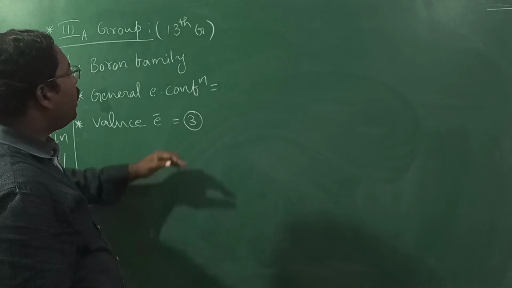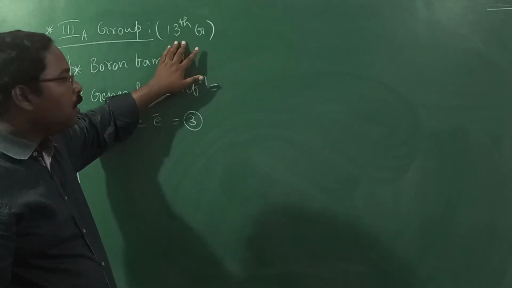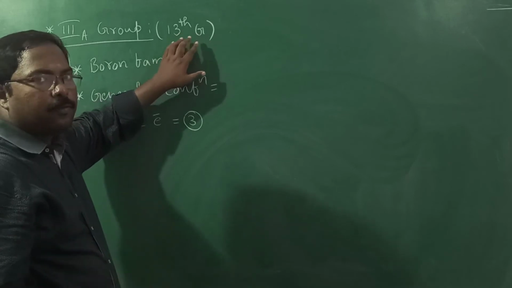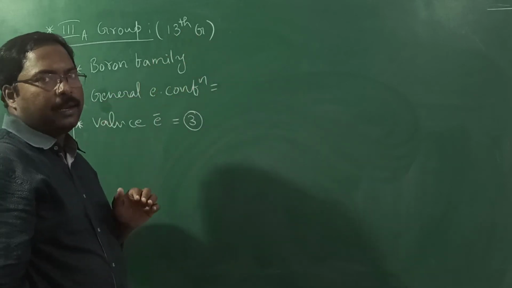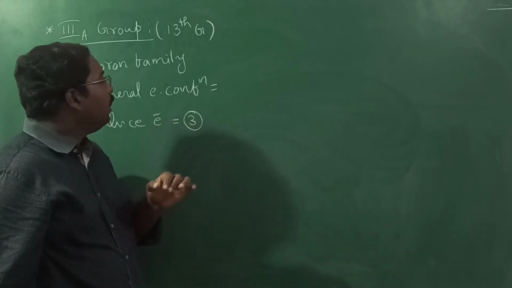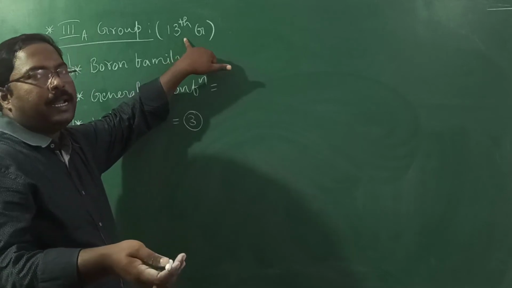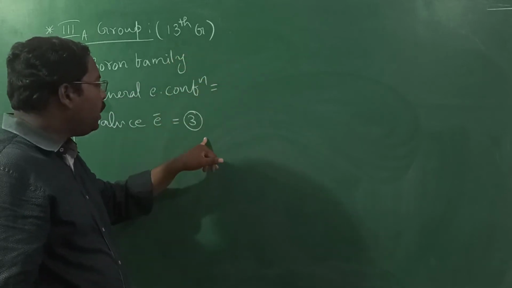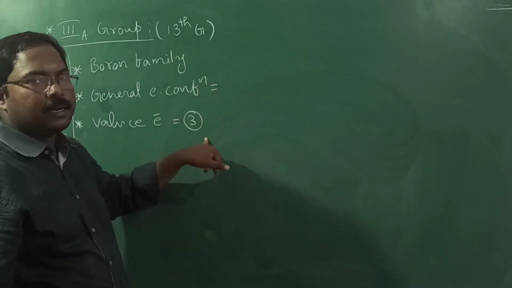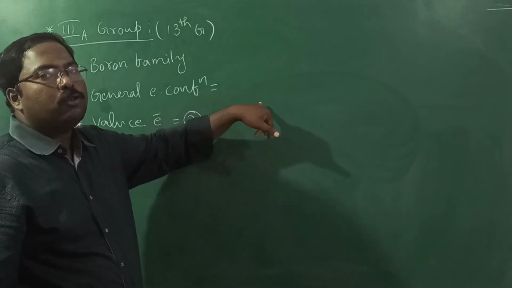Or, from the 13th group onwards, whatever the group number is, you subtract 10 from that. Then it gives the number of valence electrons. Here the 13th group is there, so 13 minus 10. How many valence electrons? 3 are there.